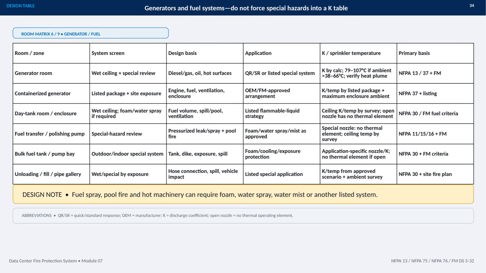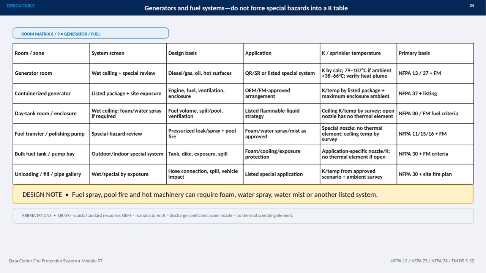For a generator room, the starting point may be wet sealing protection, but the design must account for diesel or gas, oil, hot surfaces, and the heat plume. Containerized generators rely heavily on the listed package and the maximum enclosure ambient. Day tank rooms, transfer pumps, bulk tanks, and unloading galleries each introduce different combinations of spill, pressure, exposure, and vehicle impact hazards. That is why some areas call for special nozzles or open systems, where there is no thermal operating element, while sealing sprinkler temperature is determined through an ambient survey.